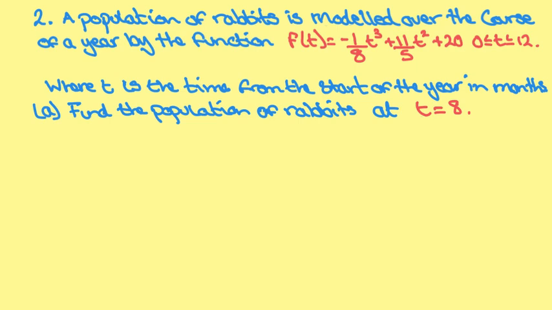Question 2. A population of rabbits is modelled over the course of a year by the function f of t is equal to minus 1/8 t cubed plus 11/5 t squared plus 20, over the interval of t between 0 and 12, where t is the time from the start of the year in months. A. Find the population of rabbits at t equals 8.